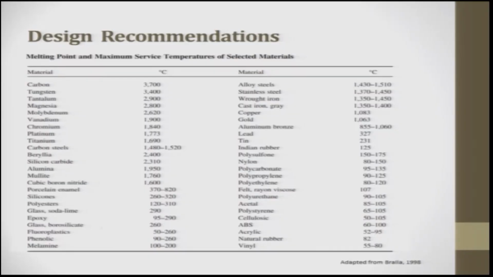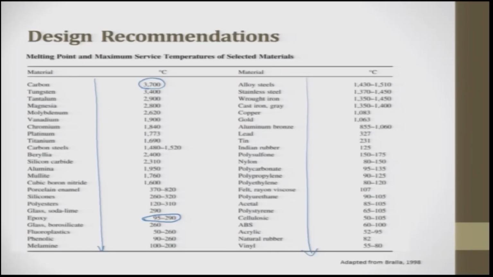So, here is a list of materials we have displayed. All these are materials, and we have also given the processing temperature. You look at it, epoxy is around 95 to 290. If you look at carbon, it is 3700. That is why for all high temperature applications we always go for carbon. If you are looking for a crucible to be kept inside a furnace, the furnace temperature might go up to 1800, 2000. We always go for a graphite or a carbon crucible in which the component is made.